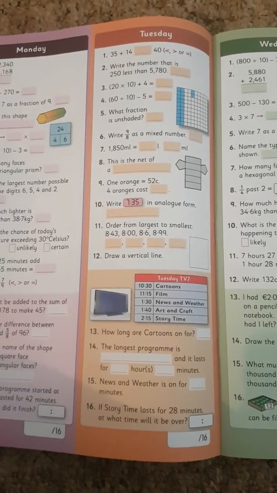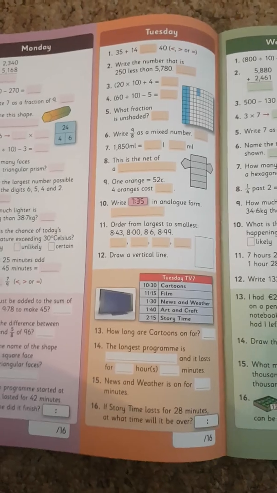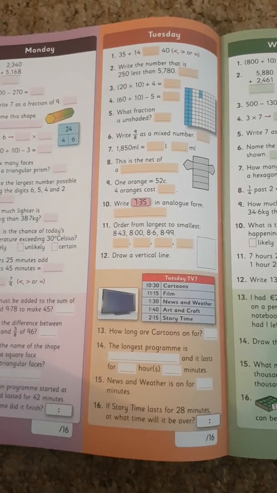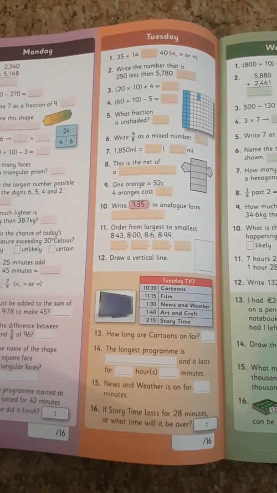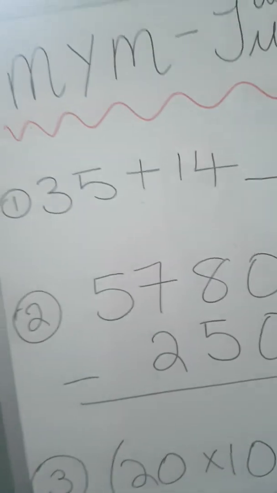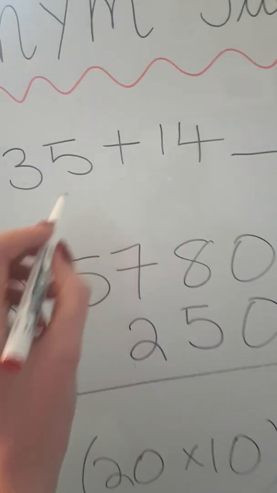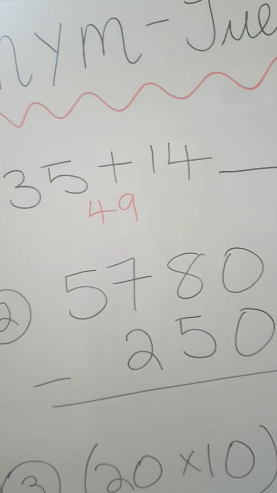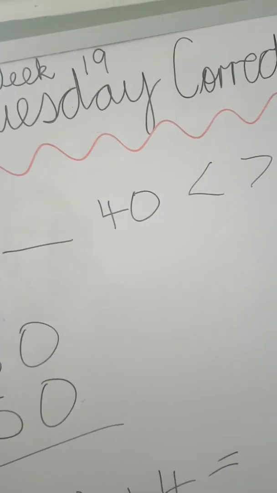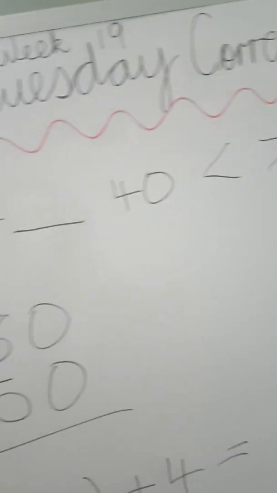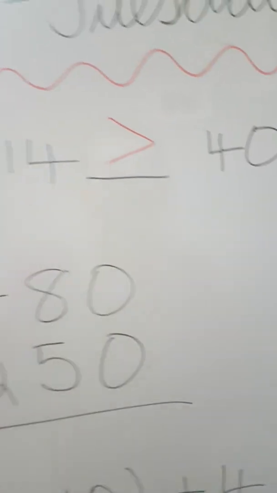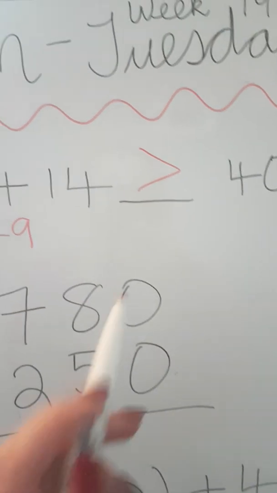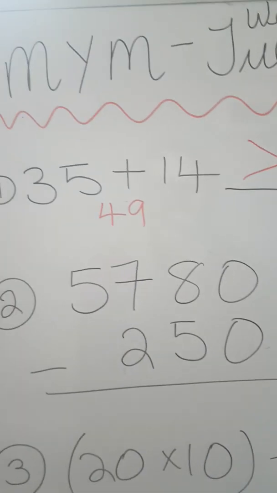So the first one said 35 plus 14, and you had to say whether that was less than, greater than, or equal to 40. So the first step, I would add 35 and 14 anyway, which would give me 49. And then is 49 less than, greater than, or equal to 40? Well, it is greater than. So remember, with the greater than, the open mouth points to the one that's bigger.